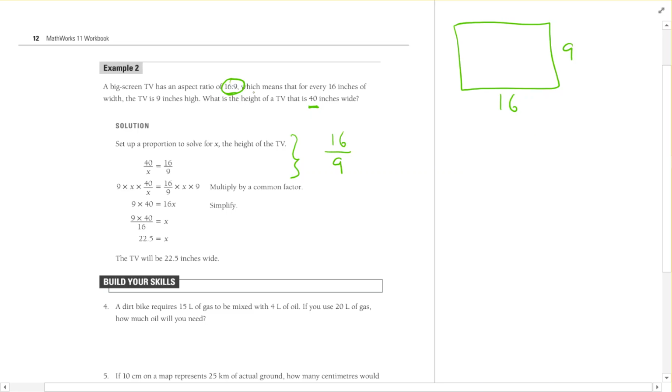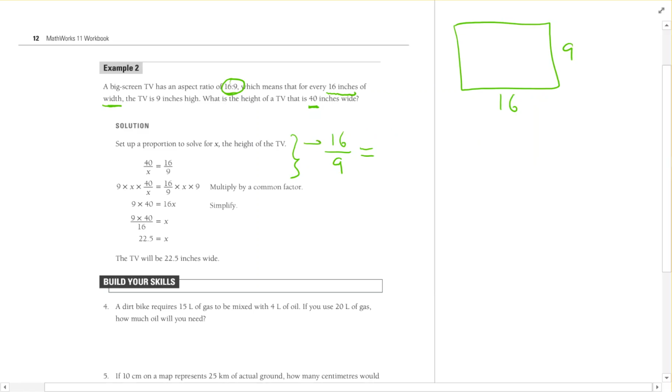Now it says the TV is 9 inches high. So now I'm going to go equals, and now really the only place you can get this backwards is, will the 9 go on top or will the unknown go on the top? Let's just think about it for a second. It just needs to be the same as the one on this side. So it's either going to be width on the top on both, or height on the top on both. So it says for every 16 inches of width, the TV is 9 inches high.